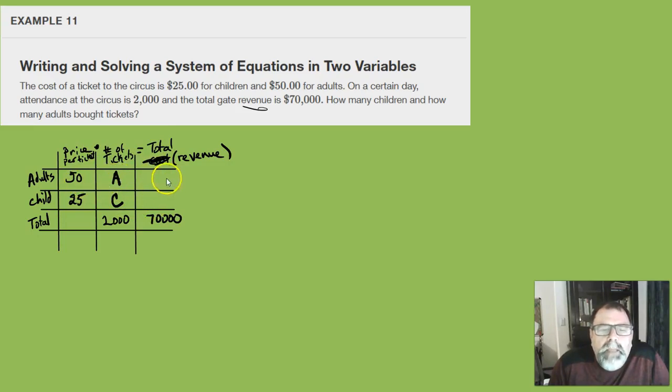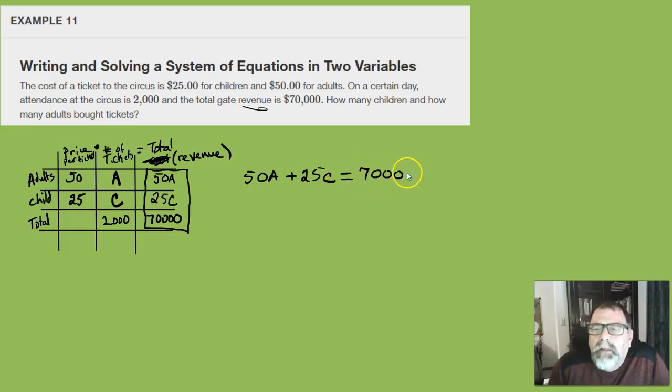So 50 times A is 50A. And 25 times C is 25C. And to get a total revenue, I'm going to add how much revenue I made from adult tickets plus the money I made from children tickets. And that'll get me my total revenue of the 70,000. And remember what we said earlier on. If I have two variables, I need two equations. So this is where we get our other equation.